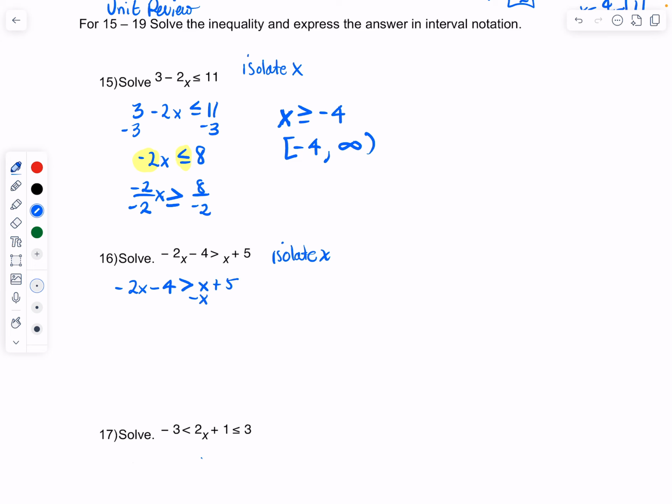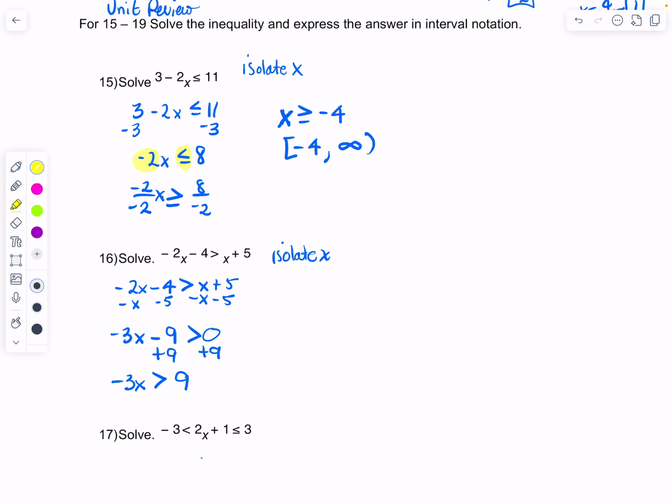So I'm going to subtract x off of both sides because I'm trying to get my x on my left-hand side. And the reason why I'm trying to do that, it makes life much easier to write things in interval notation. So negative 2x minus x will give me negative 3x. Negative 4 minus 5 will give me negative 9. And that's greater than 0. Okay? Now I'm going to add 9 to both sides. And by the way, I could have left the 5 there and just pulled the 4 over, but I did this a little bit longer. So negative 3x is greater than 9.